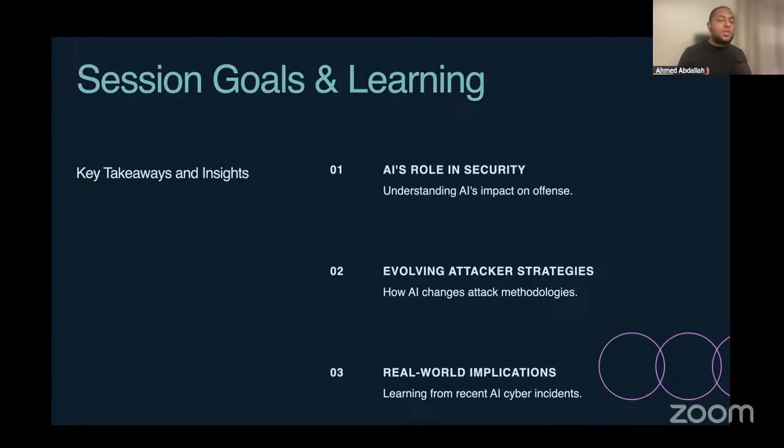Because whenever we are talking about transforming offensive security using AI, some people just start thinking that AI is going to do all the work. AI is going to be the black magic. I will just hand over a domain name or an organization name to the AI, and the AI will be able to do everything.